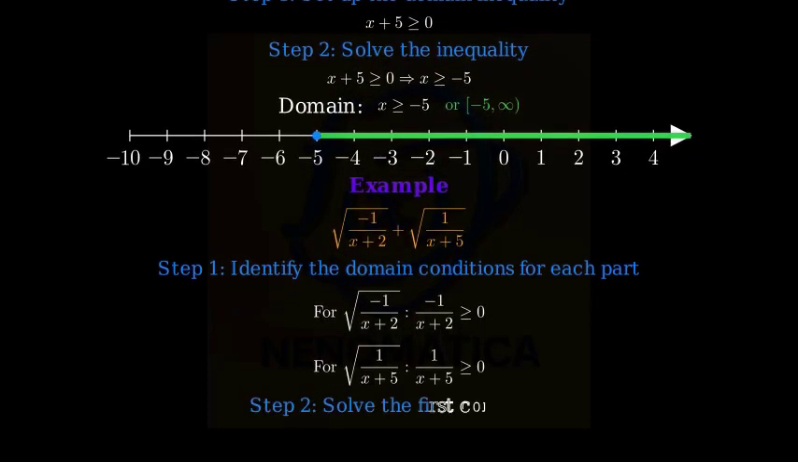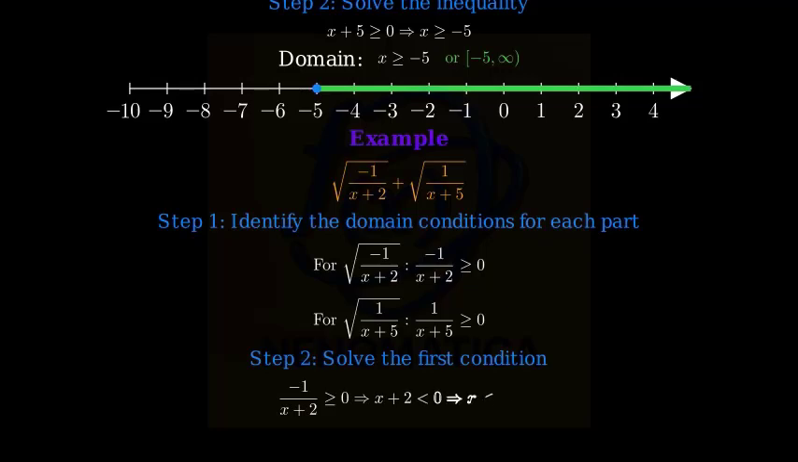Let's solve the first inequality. For negative 1 over x plus 2 to be non-negative, it must be greater than or equal to 0. Since the numerator is negative 1, the denominator must be negative for the fraction to be non-negative. So we need x plus 2 to be less than 0.